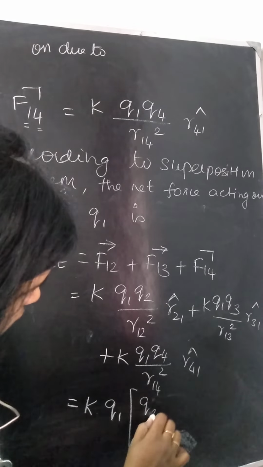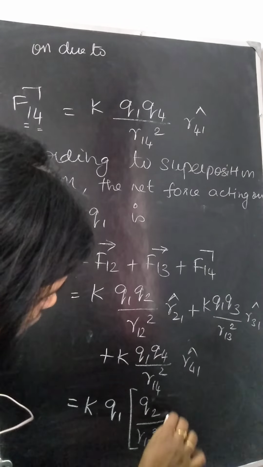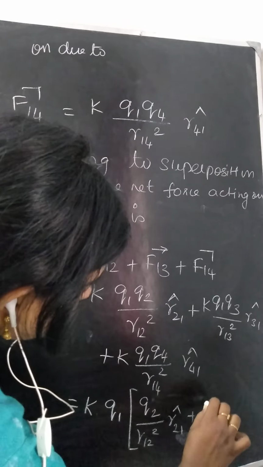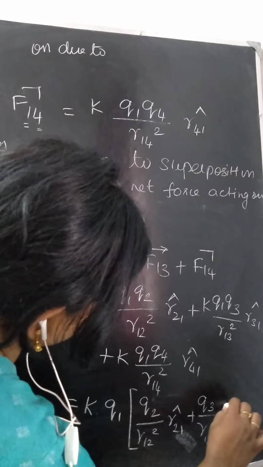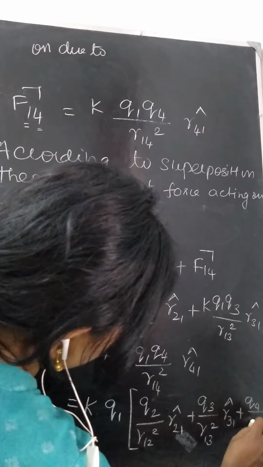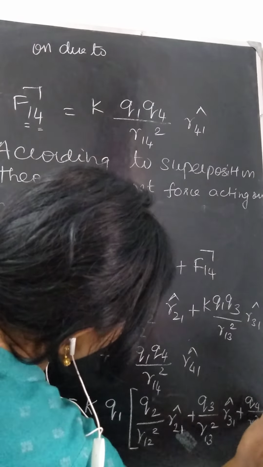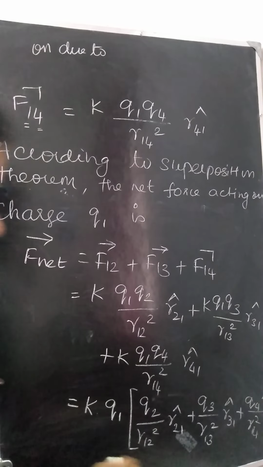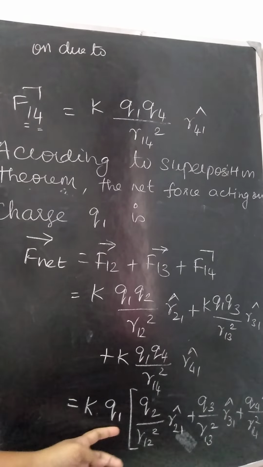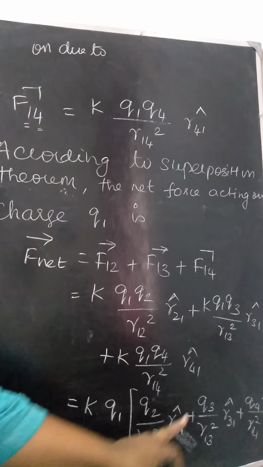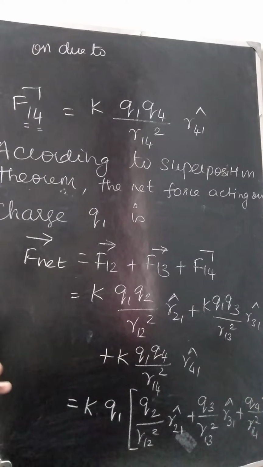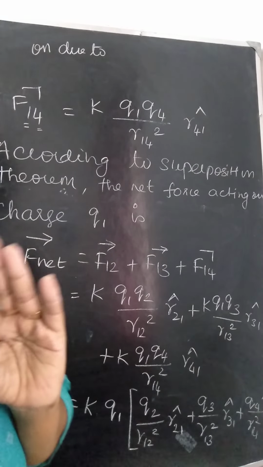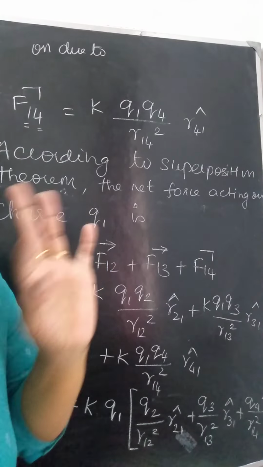So what are all the remaining things? Q2 divided by R12 square into R21 cap plus Q3 divided by R13 square into R31 cap plus Q4 divided by R14 square into R41 cap. Am I correct? Just take the common terms, K into Q1 as a common. So Q2 by R12, Q3 by R13, Q4 divided by R14, the whole square. So here I kept how many charges? Q1 is a common charge and 3 charges, Q2, Q3, Q4 are around the Q1.